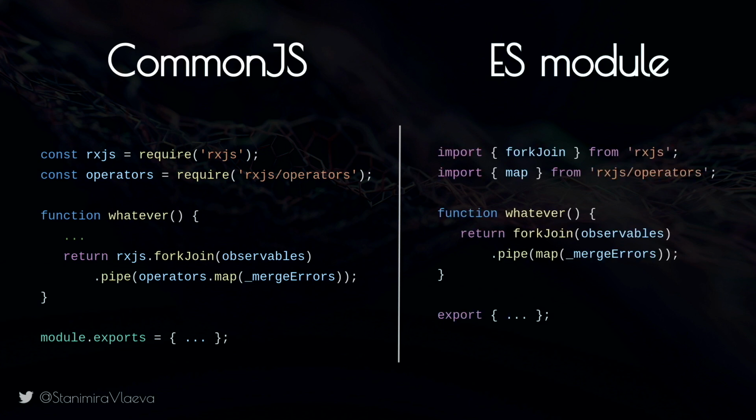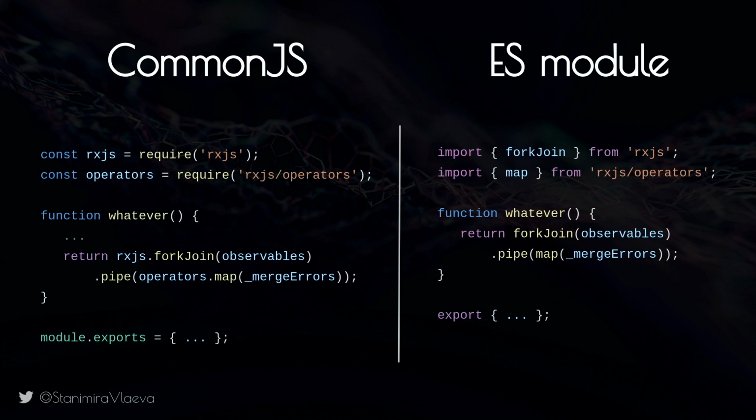If we look at the ES module example, we're importing specifically just the two symbols that we need, forkJoin and map. If you're not using RxJS or RxJS operators anywhere else in your application, all the other exported symbols from these two libraries can be tree shaken. They won't be included in the produced bundle. The only things that will be included are forkJoin and map, and of course the private parts of the module that are needed for them.